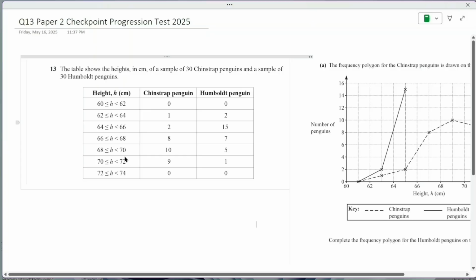And down that way. Then for the first group, for the Chinstrap penguin, you have none of them within this height. For the Humboldt penguin, you also have none of its species of this height on this line. Then we go to 62 to less than 64. We have one for the Chinstrap and two for the Humboldt penguin. And you go down that way. That's the table. Now, with a basic understanding of this table, we can answer the first question.